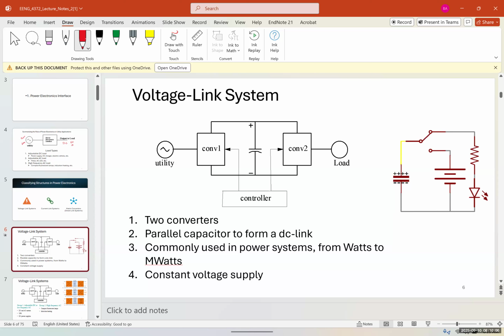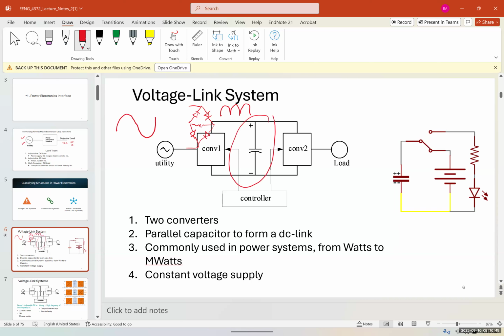You want to convert the voltage. You want to transfer that voltage. One example for this could be, if you have a utility system that creates a sinusoid voltage, and the converter number one is simply a rectifier, a half wave or bridge or whatever, and that creates a pulsating DC like this.